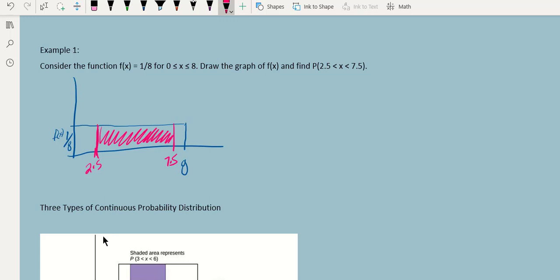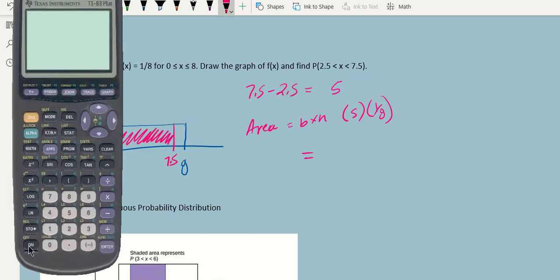In order to find that area, I would have to do 7.5 minus 2.5, which will give us 5. And so for our area, again, an area is base times height. That means we would do 5 times 1/8, and 5 times 1/8, I believe, will give us some nice good number.